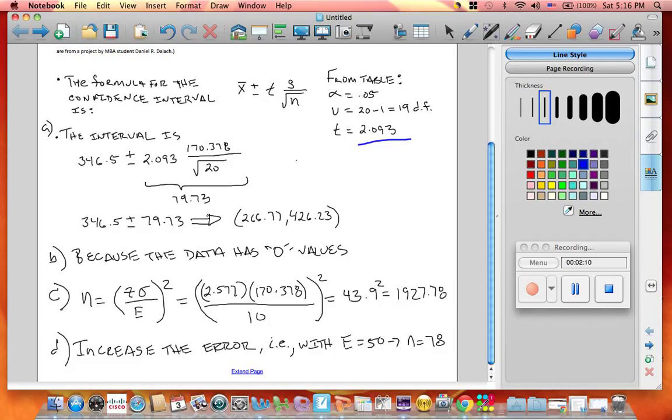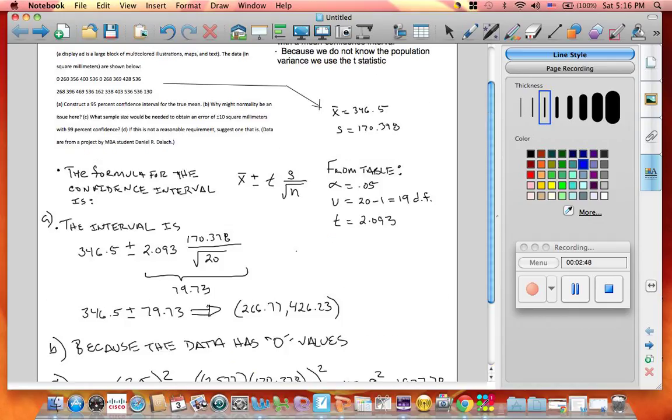Right? Now, all we need to do is basically plug the numbers into the formula. And here it is: that's the mean, this is t, that's our s, and this is our n, which was equal to 20. Now, as you can see, the error times the t, which is this part right over here, equals 79.73. So our interval would be 346.5 plus or minus 79.73, which gives us an interval of 266.77 and 426.23.